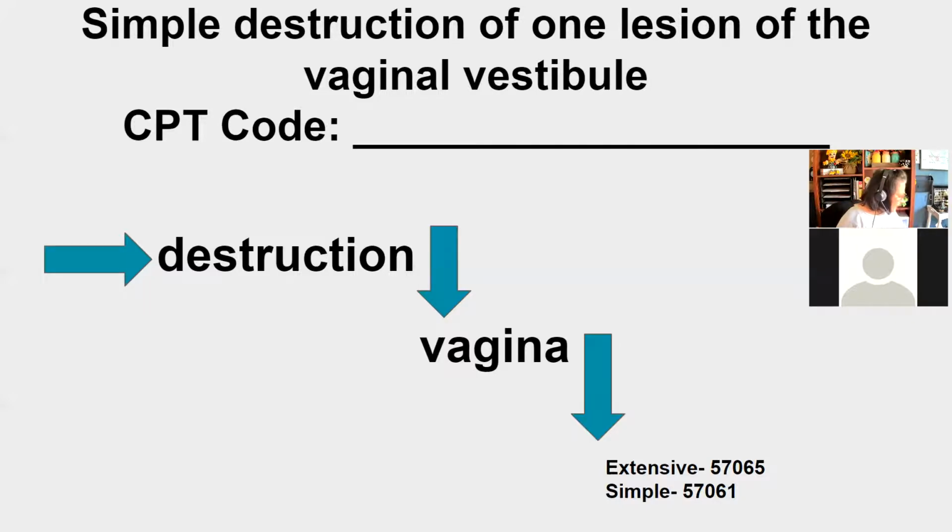So we're going to go to our tabular and look for code 57061, and we're going to read the description. 57061 is on page 440, and it says destruction of vaginal lesions, simple. And that's our answer: 57061.